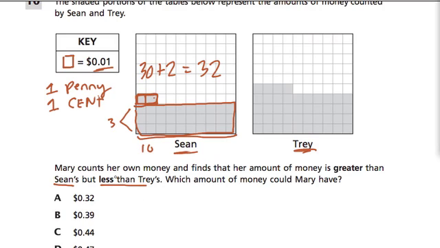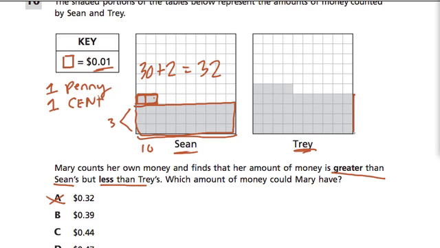So Mary has to have more than, it says greater than Sean's. So look at the choices, we can cross out A. 30.32 here is equal to what Sean had, but not greater than it. So that's out. How much does Trey have?